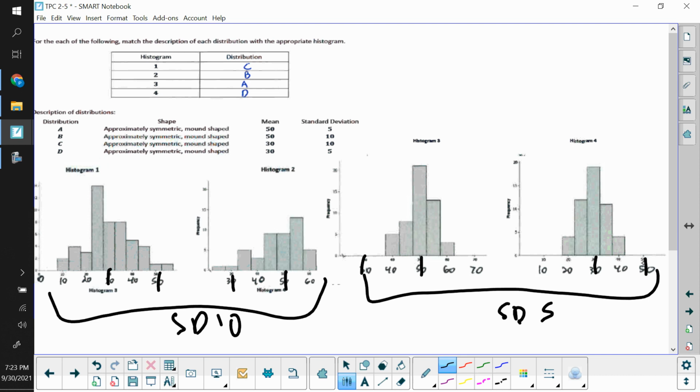So I'm just marking where the 30 and the 50 are. So this far right one, this was definitely a 30. This second from the right was definitely a 50. This first one looks like it was a 30, and the second one, the best choice would be a 50. So the 30 with a standard deviation of 10, that was choice C for the first one. The 50 with a standard deviation of 10, that was choice B. The 50 with a standard deviation of 5, that was choice A. And a 30 with a standard deviation of 5, that was choice D.